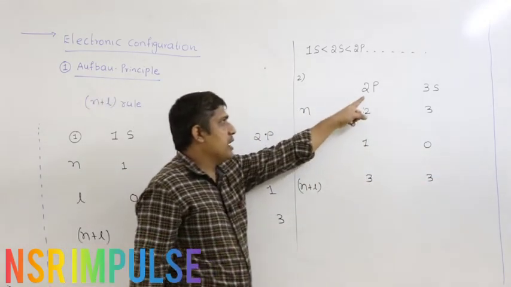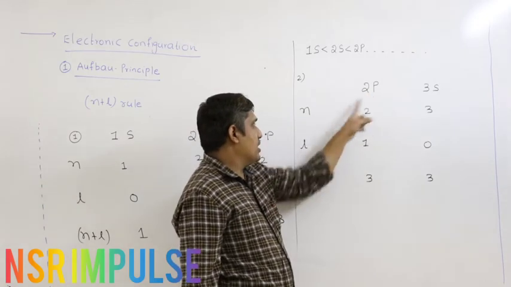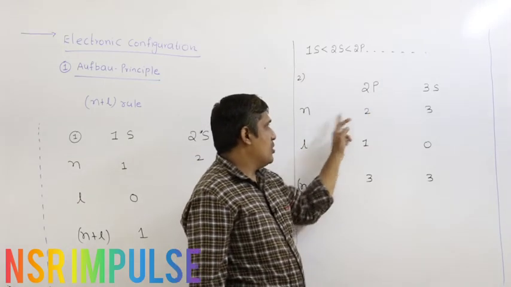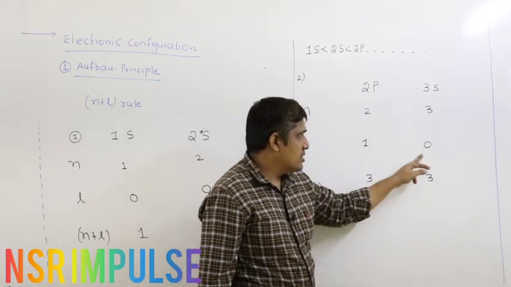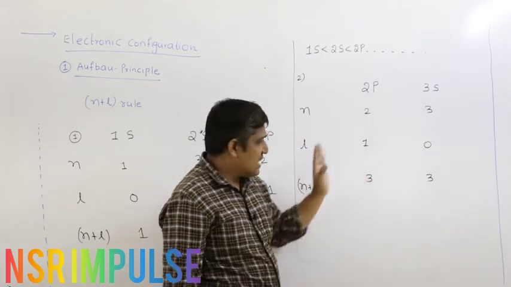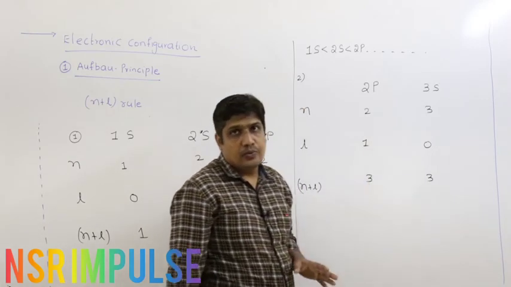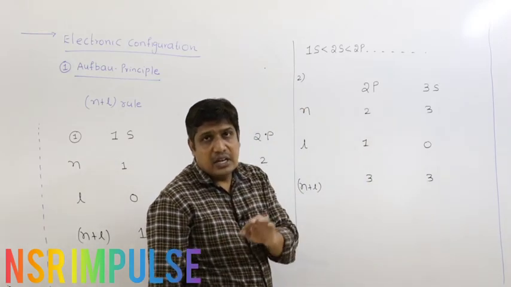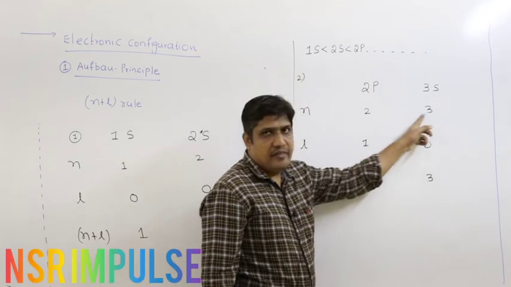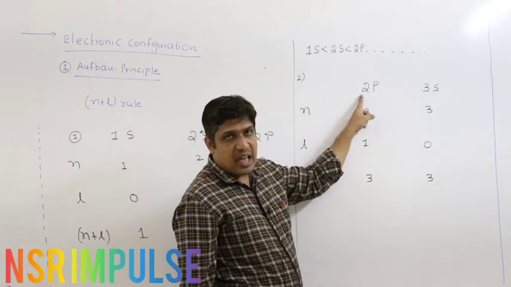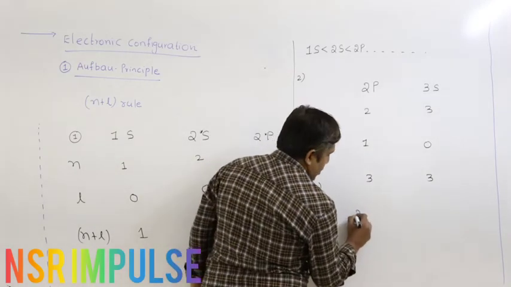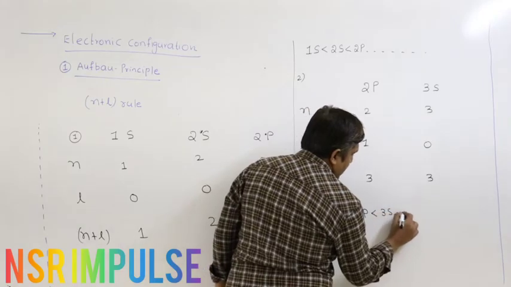Once again, for 2p orbital, n value is 2. For p orbital, L value is 1. 2 plus 1 is 3. For 3s orbital, n value is 3. And for s orbital, L value is 0. 3 plus 0 is 3. If you see, two orbitals 2p and 3s have same n plus L value. Now, which orbital should be filled first? The orbital that has lower n value. So you have to depend upon n value. This 2p orbital has lower n value than 3s. So first you have to fill 2p, then you have to go for 3s.